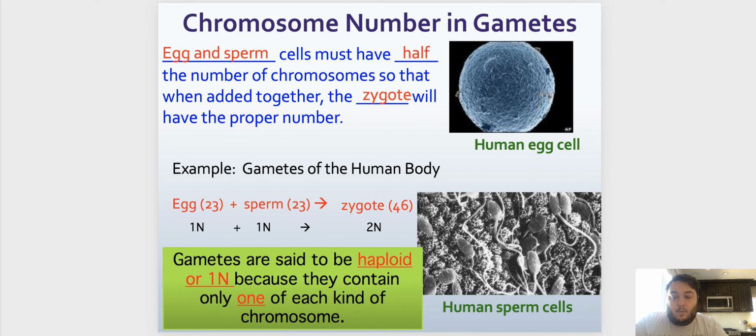And this is the last slide that we'll cover. So chromosome number in gametes, right? So egg and sperm, remember, are our gametes. They must have half the number of chromosomes so that when added together, the zygote will have the proper number. Think about this. If each egg had 46 chromosomes and each sperm had 46 chromosomes, then when they fused, right, during fertilization, how many would we have? Right? We'd have 92 chromosomes, which is way more than we need. That's double what we need.